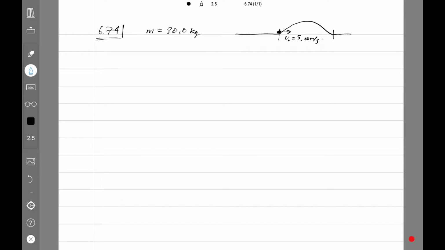At the top of the bridge, you have climbed a vertical distance of 5.2 meters. So the height of the bridge, 5.2 meters. And slowed to 1.5 meters per second. So at the top of the bridge, my velocity, say v final, is 1.5 meters per second.